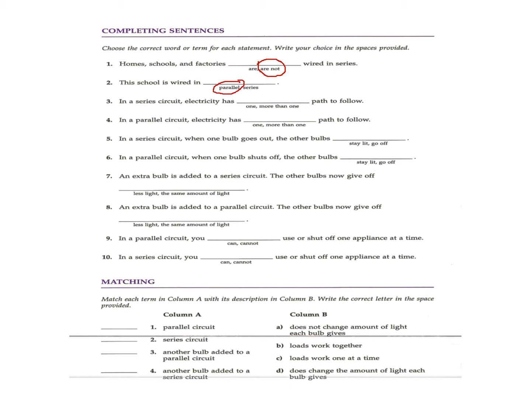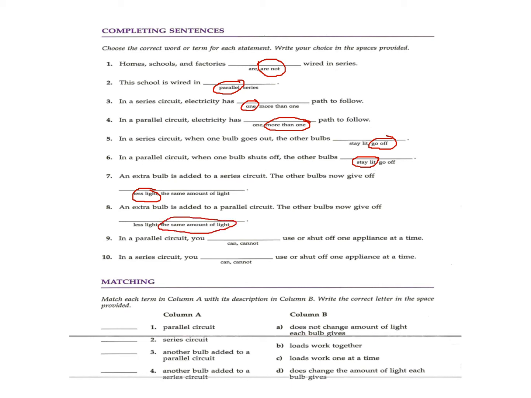In a series circuit, electricity has only 1 path. In a parallel circuit, more than 1 path. In a series circuit, when one light goes out, the other one goes off too. They both have to work together. In parallel, 1 off, the other one can stay on. An extra bulb in a series circuit gives less light. An extra bulb in a parallel circuit gives the same amount of light.